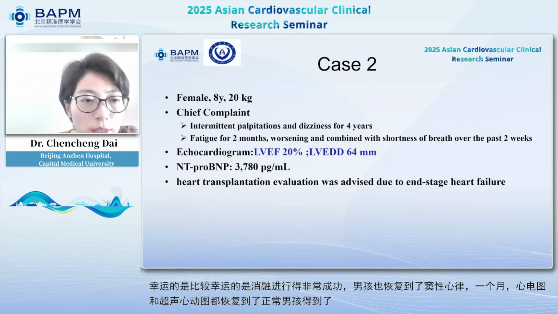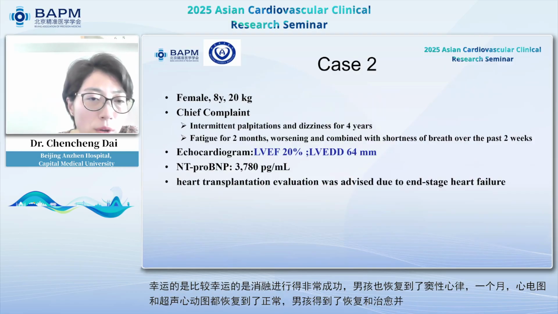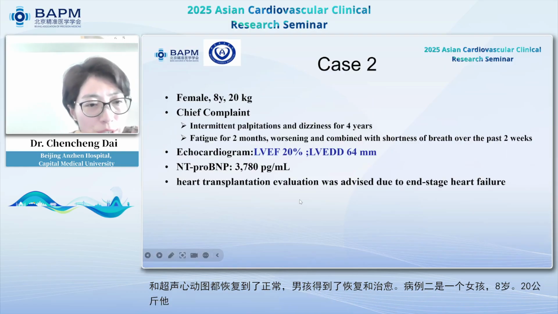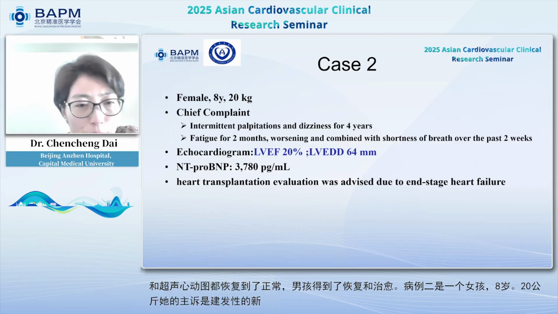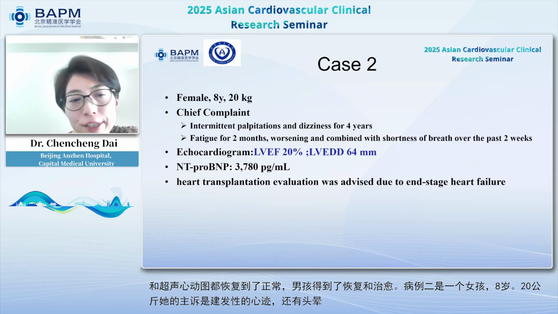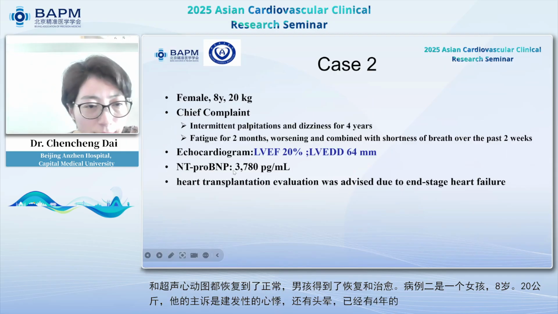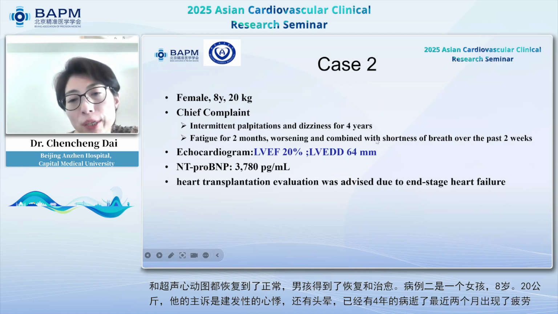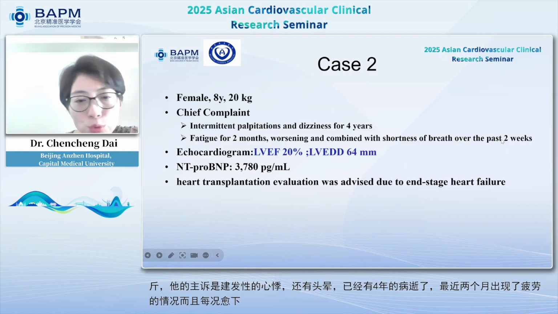Case 2 is a female, also 8 years old, 20 kilograms. Her chief complaint is intermittent palpitations and dizziness for 4 years. She had fatigue for 2 months, worsening and combined with shortness of breath over the past 2 weeks.